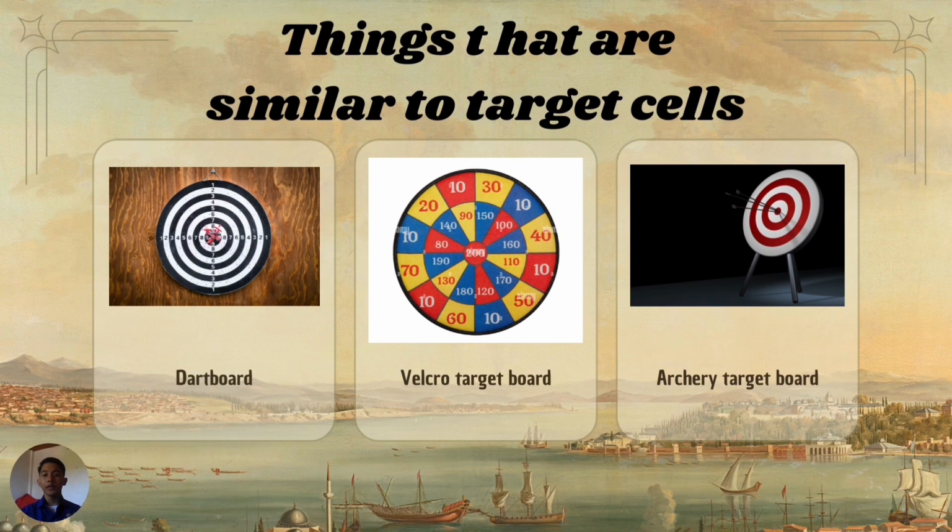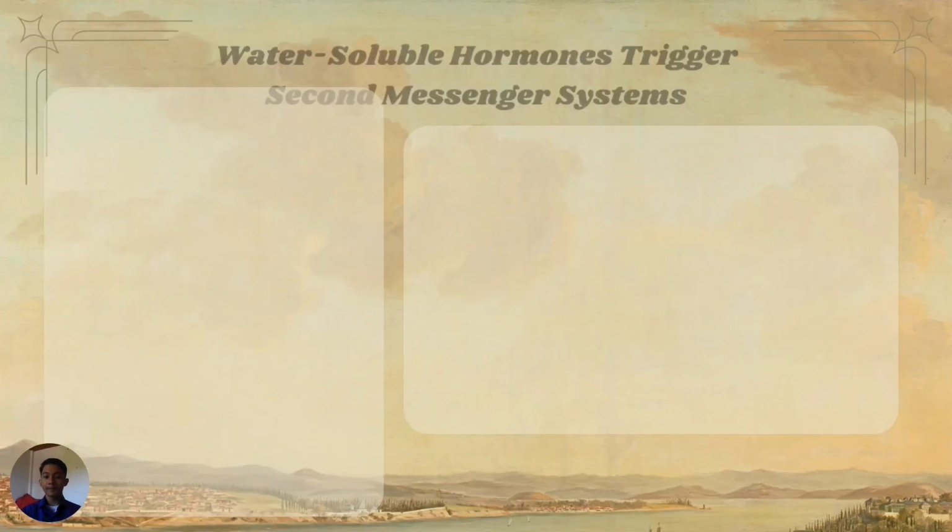So, the real-life examples about target cells are target board, Velcro target board, and archery target board. There are many other types of dartboards that are similar to target cells.